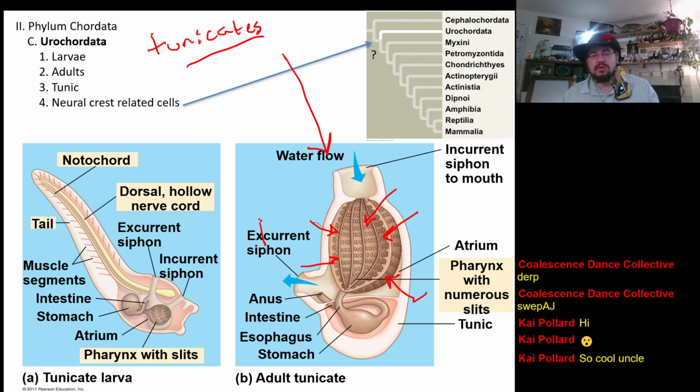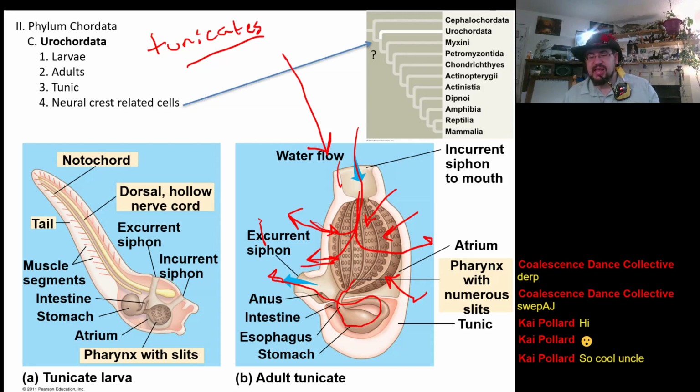They're hollow, and they have an in-current siphon that pulls water through their mouth. Then they can flush water out through the slits and filter food particles so that they can then enter the digestive system and then out through the anus and the excurrent siphon. The adult is just sort of like a hollow hunk of pharyngeal slits. Very simple. So adults are simple.